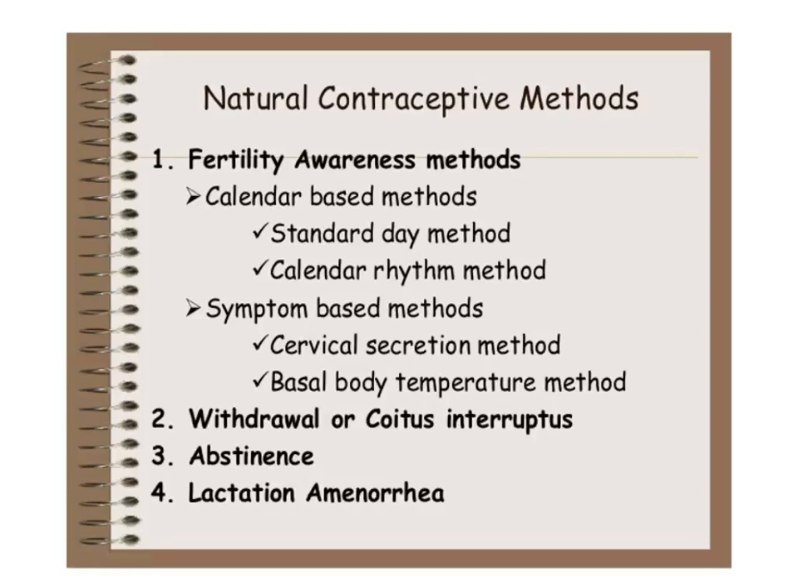Now coming to the natural contraceptive methods. What are calendar based methods or symptom based methods? Either we know the day of ovulation, that is 14 days before the next menstrual cycle, or we can go on symptom based methods, that is, depend on the cervical secretion or basal body temperature.